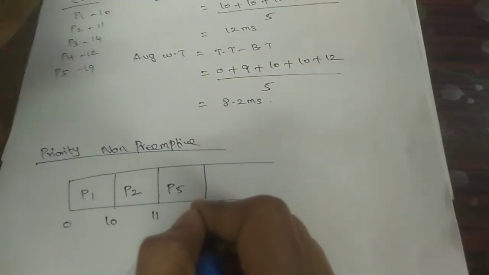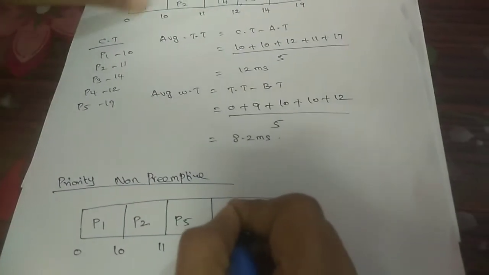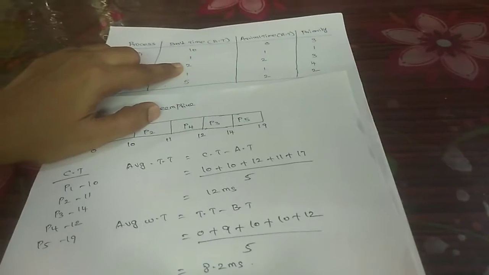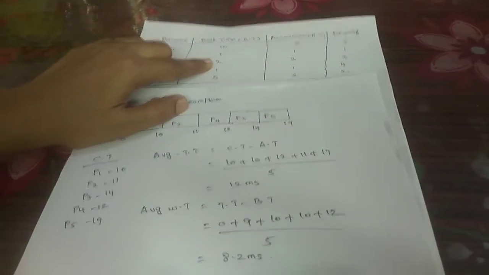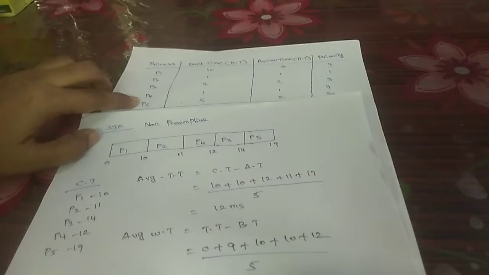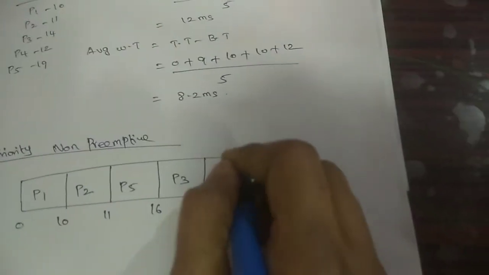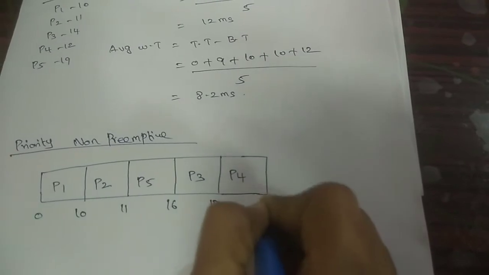So already P1 has completed its execution, so we are going to leave P1. Automatically P3 is going for execution. P4 has the burst time as 2, so it is 18. Next we will have the next priority as 4, that is for process P4. P4 will have the execution time as 1, that is 19.